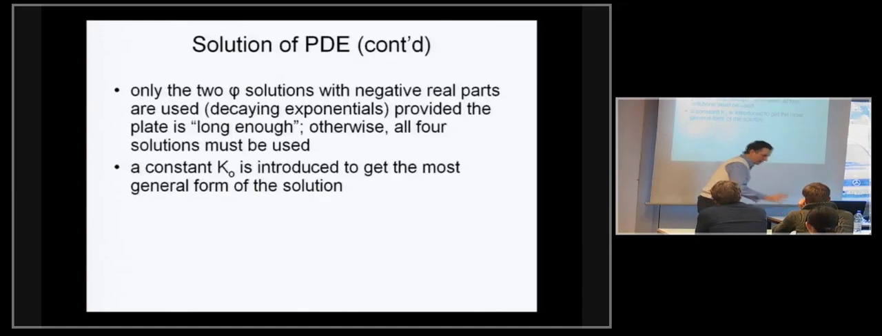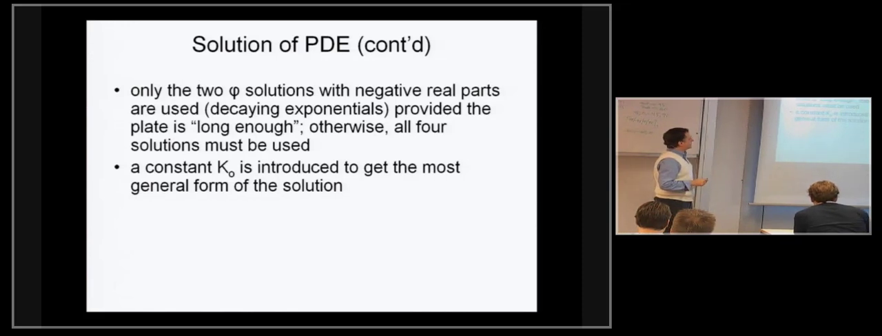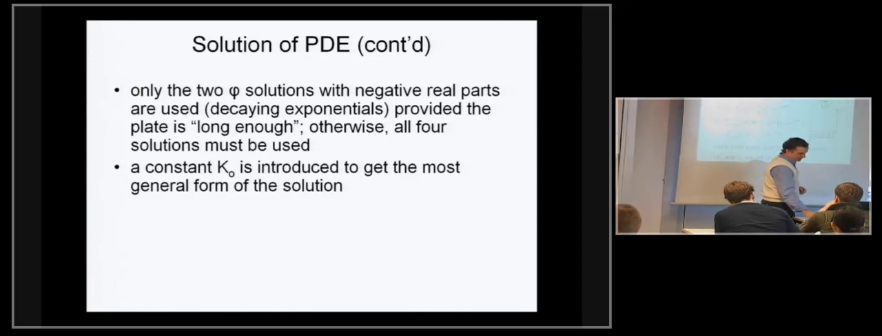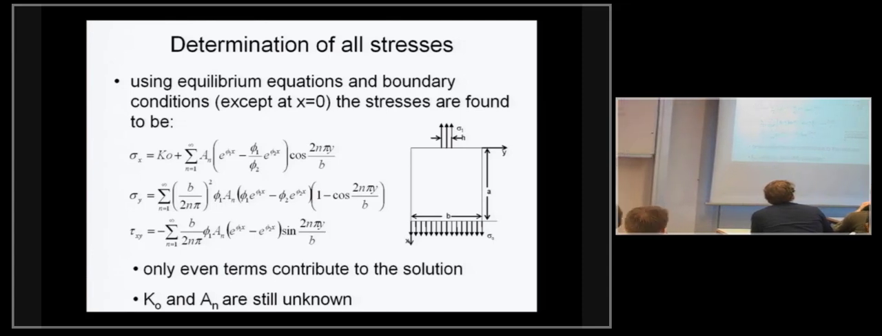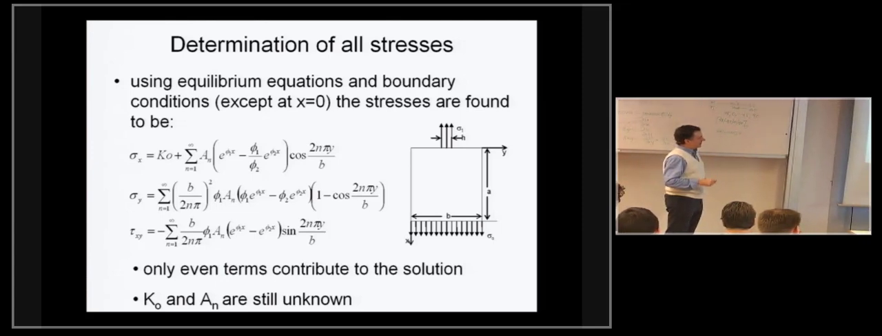So for now, let's say it's long enough, and that means I will only use the 2 phi values, and I'm adding the constant K0 again from the theory of the Fourier series because I need it for reasons that will become obvious in a second. Having determined sigma x, I can then use my equilibrium equations to determine sigma y and tau xy, which is just straight differentiations and integrations from this expression here.